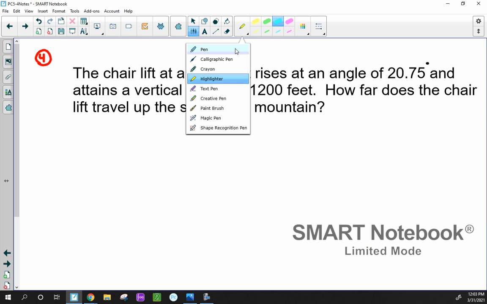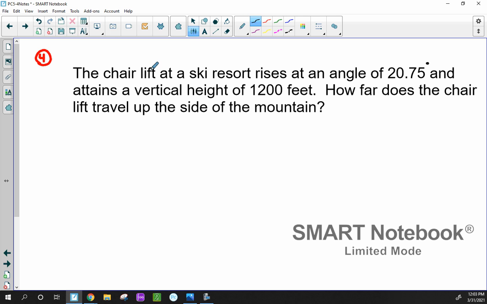Okay, let's take a look at a word problem. The chairlift at a ski resort rises at an angle of 20.75 degrees, and it attains a vertical height of 1,200 feet. How far does the chairlift travel up the side of the mountain? So we've got an angle that's rising. We've got a vertical height of 1,200 feet. How far does the chairlift travel up the side of the mountain?